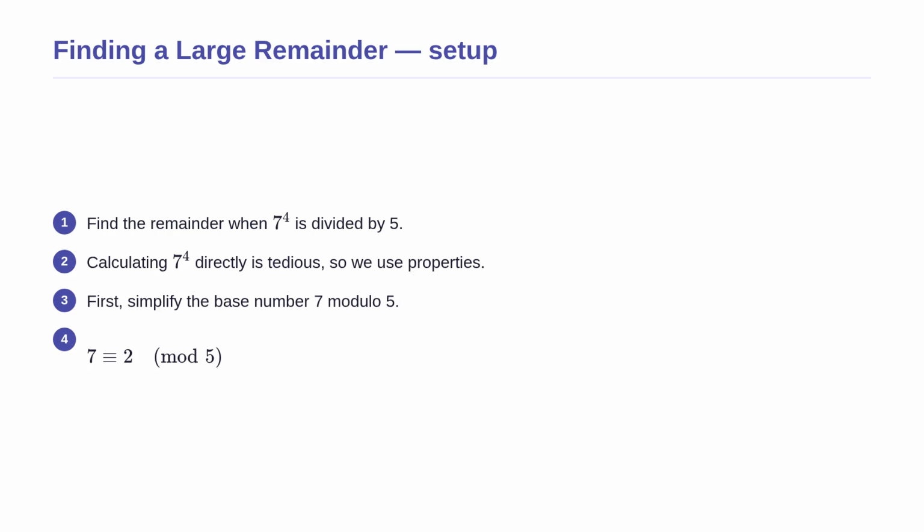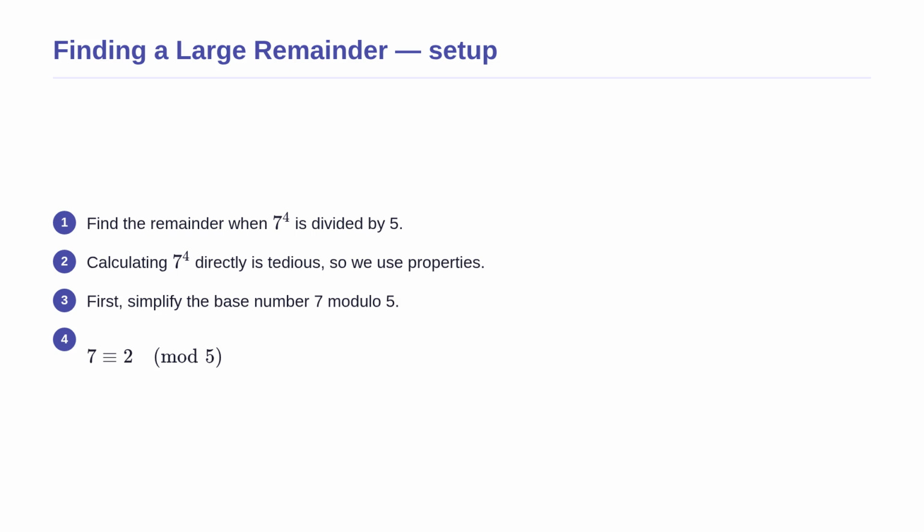Now that we have these properties, let us apply them to a more advanced problem, where calculating the raw number would be tedious. We want to find the remainder when 7 to the power 4 is divided by 5. Calculating 7 to the 4th power directly gives a large number, but we can use congruence properties to make it easy. Our strategy is to shrink the base number first and then apply the exponent.